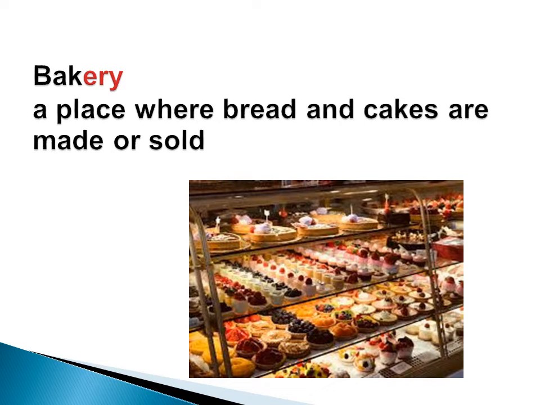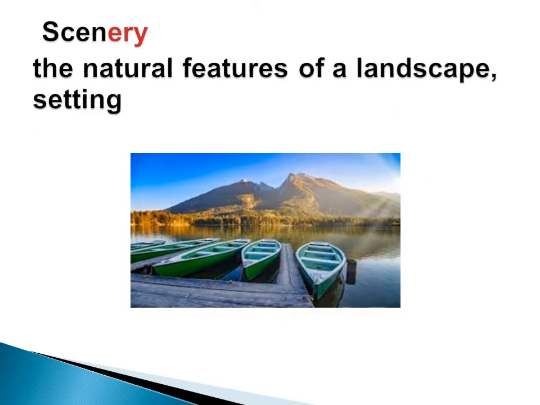Let's try to define the first word, bakery. It is a place where bread and cakes are made or sold. Bakery. Second word is scenery. It is the natural features of a landscape, or a setting. Scenery.